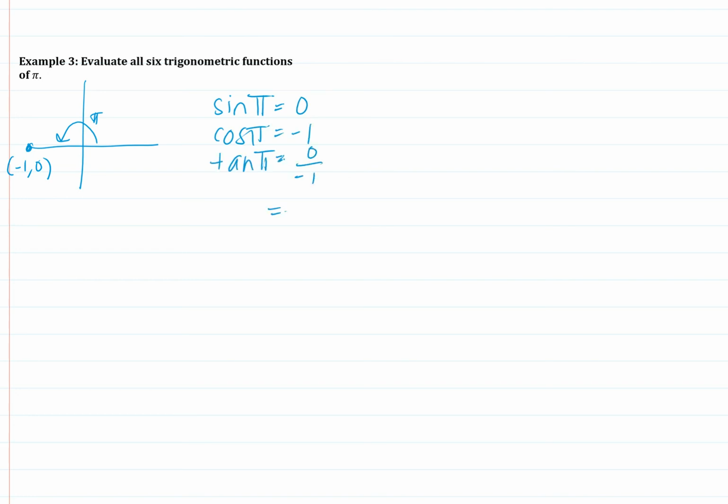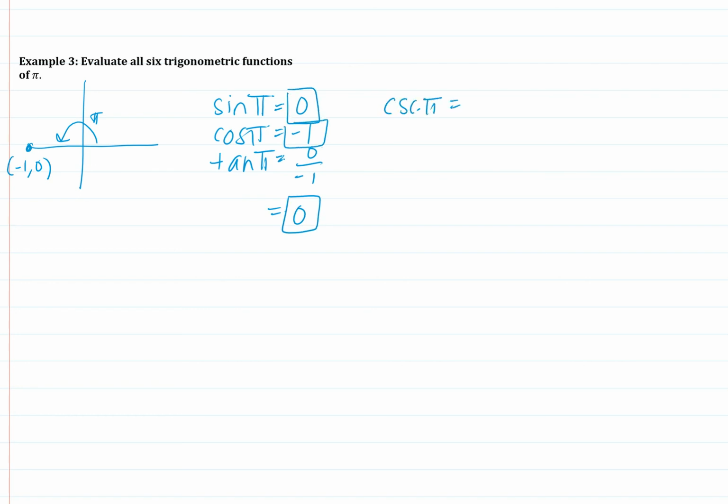All right, example 3, evaluate all 6 trig functions of pi. Again, let's draw it. Here's my angle pi. Let's label its coordinate pair, and let's get to work. The sine of pi is just its y value. Cosine of pi is just its x value. Tangent of pi is sine over cosine, so 0 over negative 1 gives me 0. Now this gets a little bit tricky.